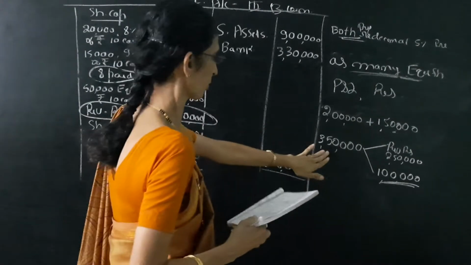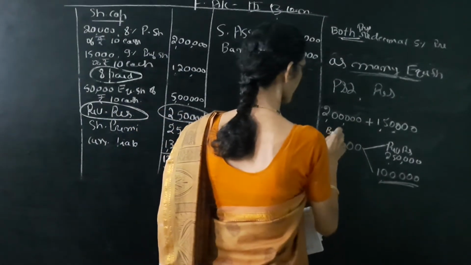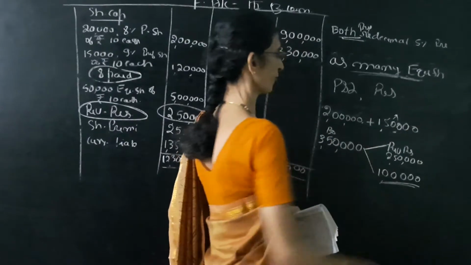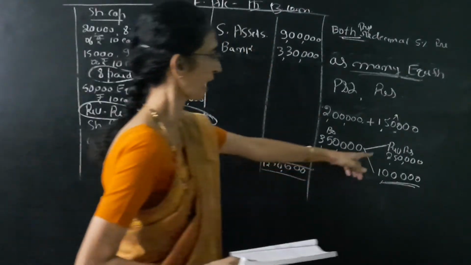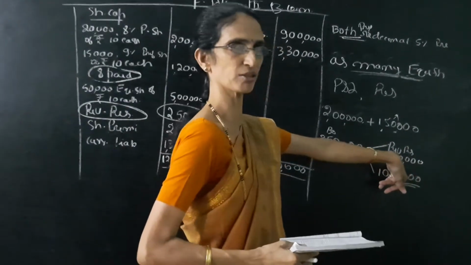Total of both preference shares is 2,00,000 plus 1,50,000, that is 3,50,000. Out of that revenue reserve is 2,50,000.